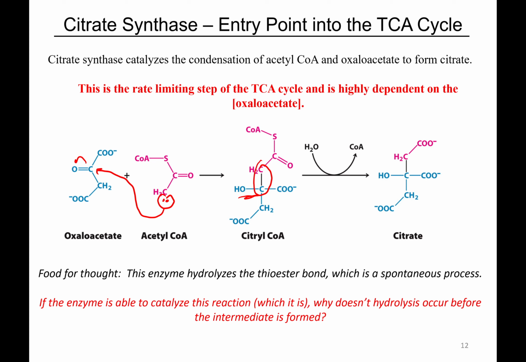And then the next step, we hydrolyze the thioester bond, a very exergonic process, to generate citrate. The one thing I want you to think about here is hydrolysis of acetyl-CoA. Hydrolysis of that thioester bond is very exergonic. This enzyme can easily do it, right? This enzyme stabilizes the transition state for this hydrolysis reaction. It does it in the second part of this reaction. So the question I have for you is, how does the enzyme prevent this hydrolysis from happening at the beginning of the reaction?